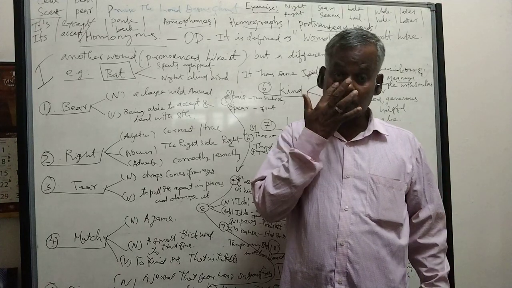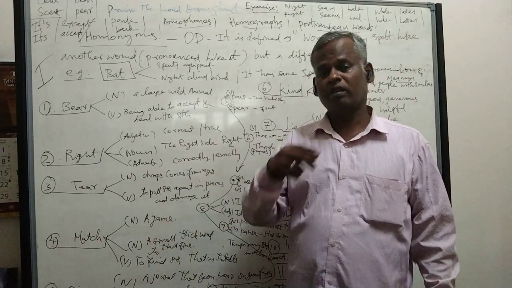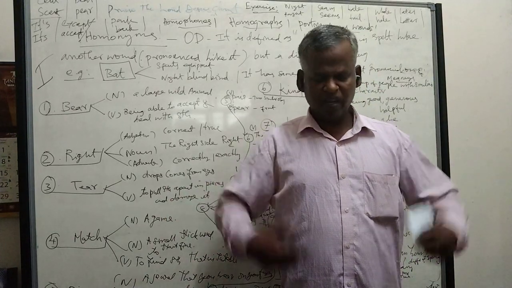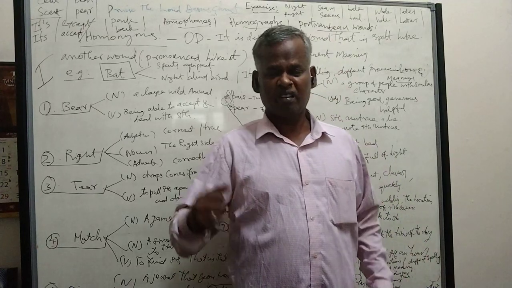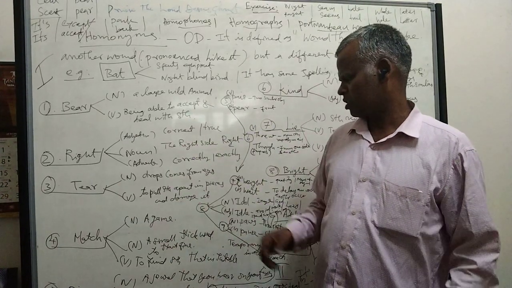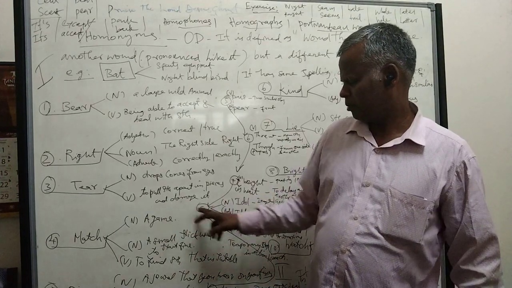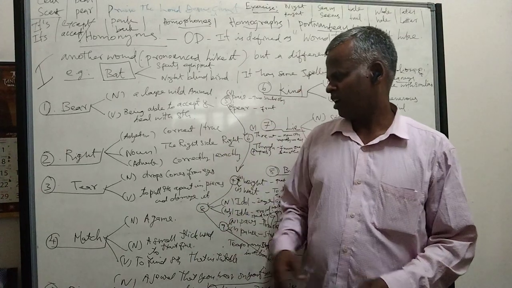Drops come out from the eyes also. And due to negative feelings, we shed tears. Weak people shed tears, but very strong people get angry about that, yes? To pull apart a piece and damage it or break anything, that is known as the tear.